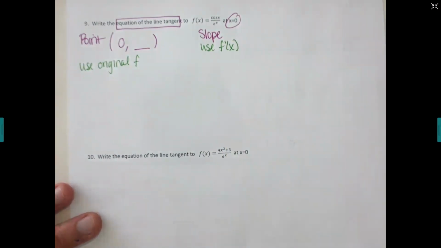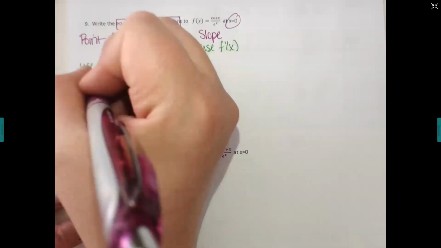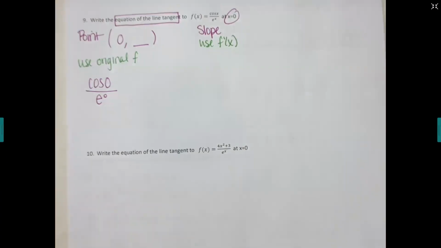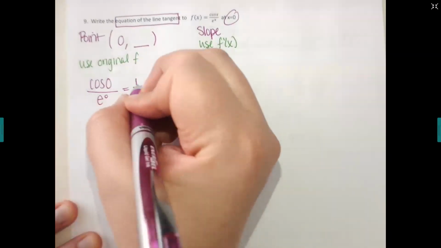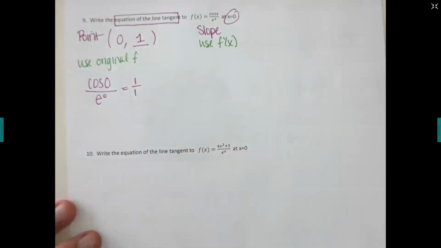Okay, so let's plug in our 0. So it's cosine x over e to the x. So that's cosine 0 over e to the 0. Can somebody tell me, please, what is cosine of 0? 1. What is e to the 0? 1. What is 1 divided by 1? Okay, my y value is 1. So my x, y is 0 comma 1.